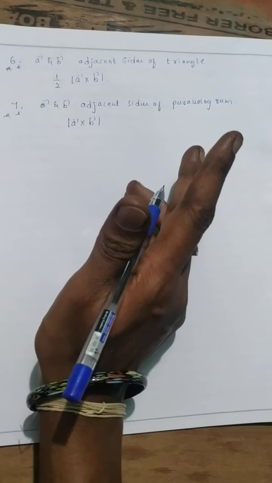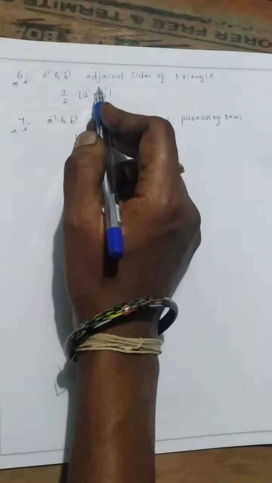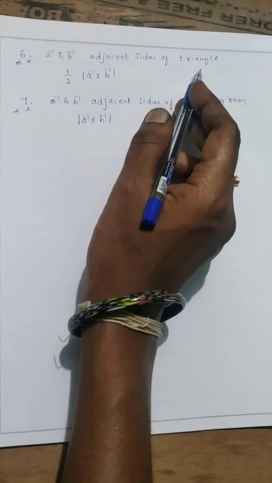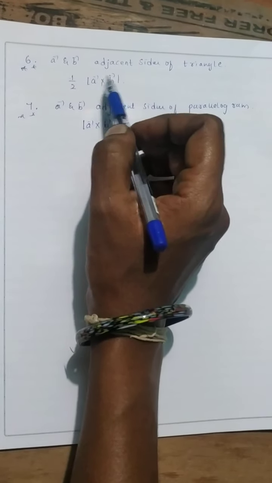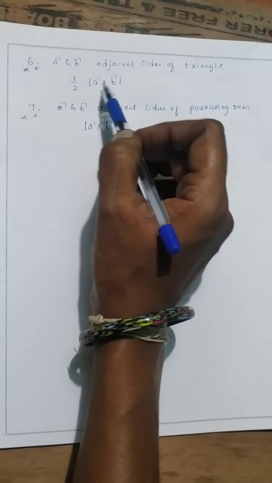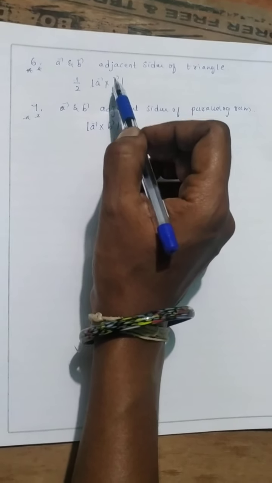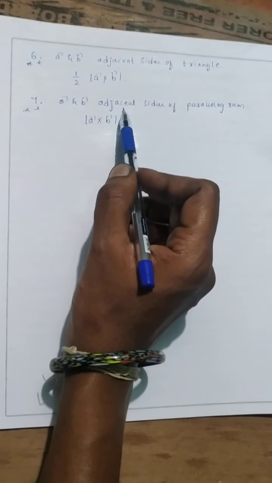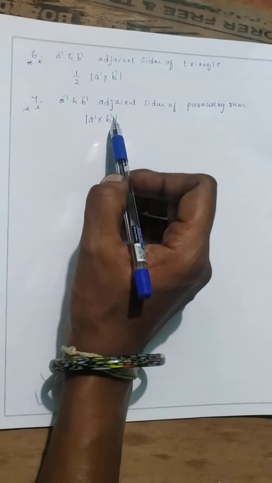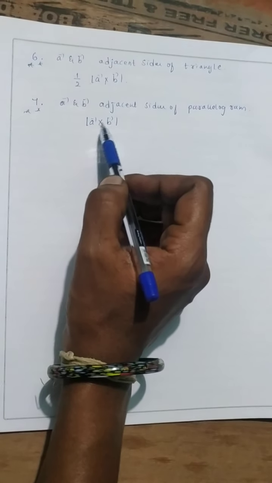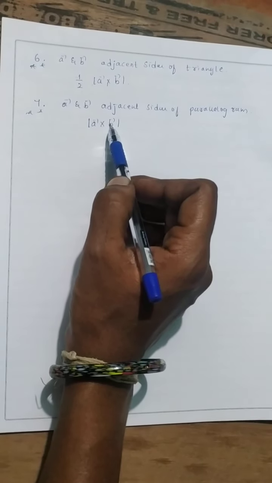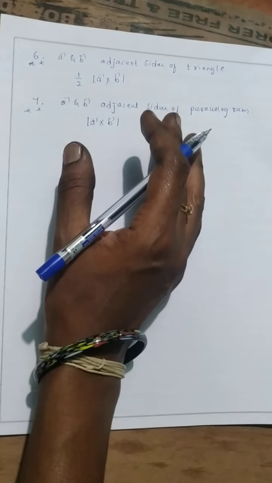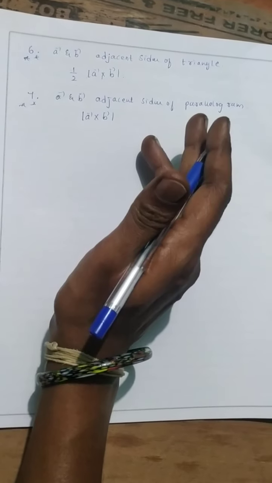They'll give two vectors and mention that these two vectors are adjacent sides of a triangle. Then they'll ask you to find the area of the triangle. You need to find the cross product, take its magnitude, then divide it by 2. There you will get the area of a triangle with the help of the cross product. Next, they'll give you two vectors that are adjacent sides of a parallelogram. Then the area of the parallelogram is the cross product of the two vectors, and you need to take the magnitude of that. So these are the observations based on the cross product of two vectors.